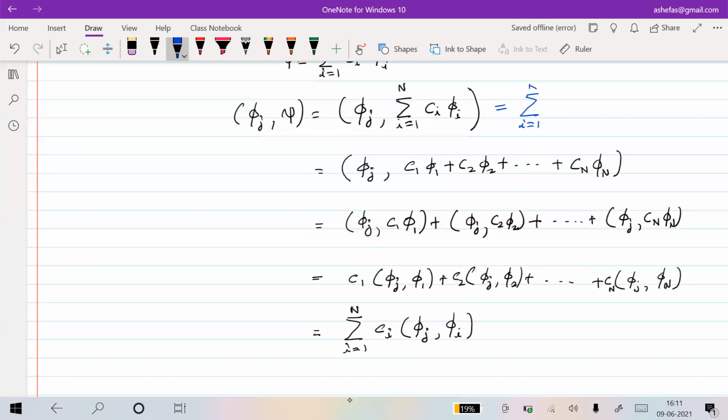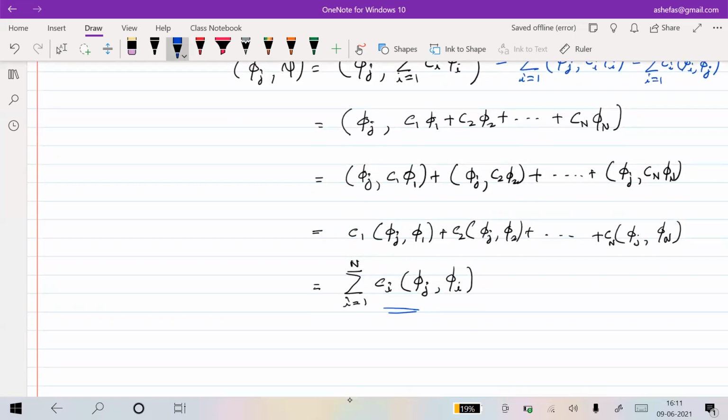So sum over i equal to 1 to n, phi j, comma ci phi i, we can write first. Then we can take ci outside. Ci is multiplying the post factor. So this can be sum over i equal to 1 to n ci phi i phi j. So indeed it is correct, because we have shown in detail, the final result is this.